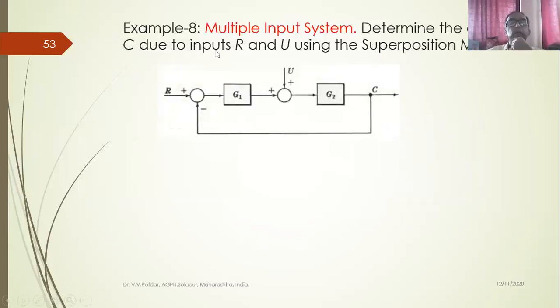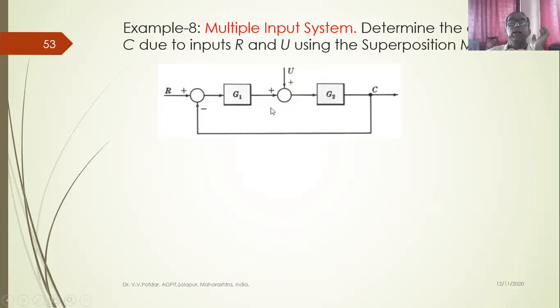Determine C due to inputs R and U using superposition. So one input is here, another input is here, and this is the output: single output, two inputs. What do our steps say? Treat one of the inputs as 0, as if it is not there. So this is eliminated totally, and we simply solve this loop for R. I call this output CR.